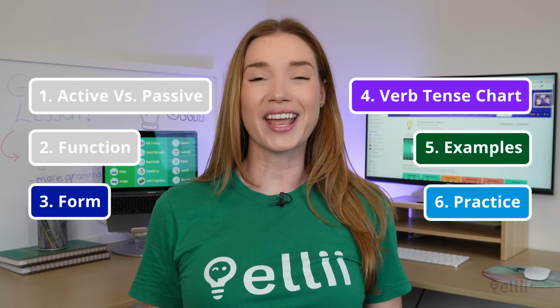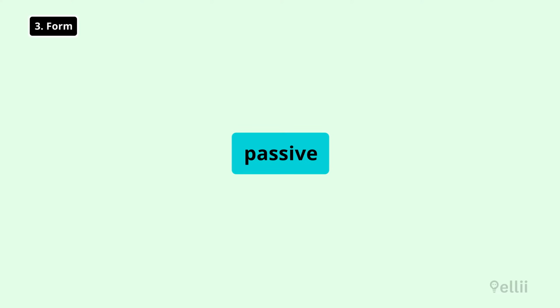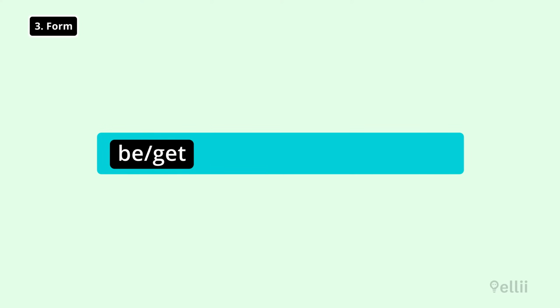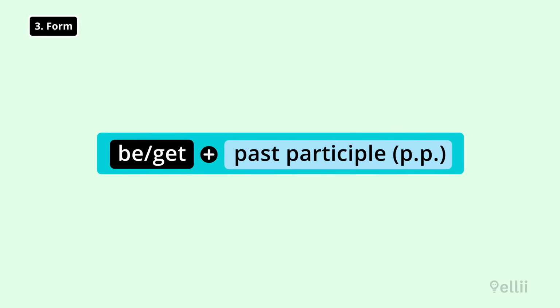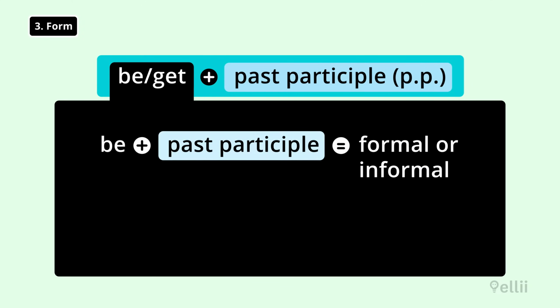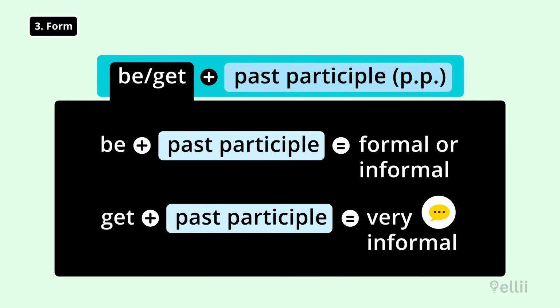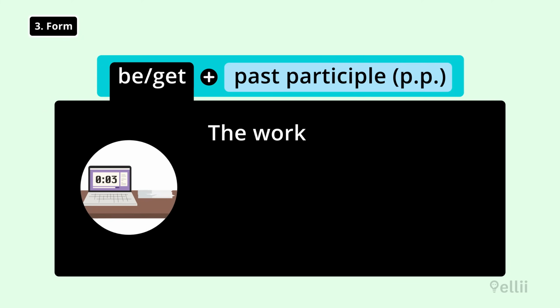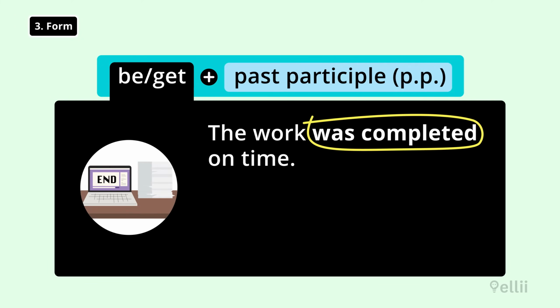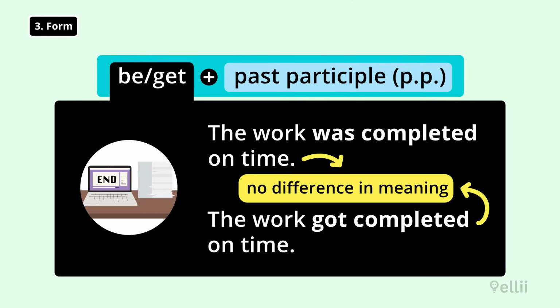Now let's take a closer look at how passive verbs are formed in English. The passive verb pattern is the auxiliary verb be or get plus the past participle form of the main verb. Be plus past participle can be formal or informal. Get plus past participle is very informal and is more common in spoken English than written. For example, the work was completed on time. The work got completed on time. There is no difference in meaning in these two sentences.